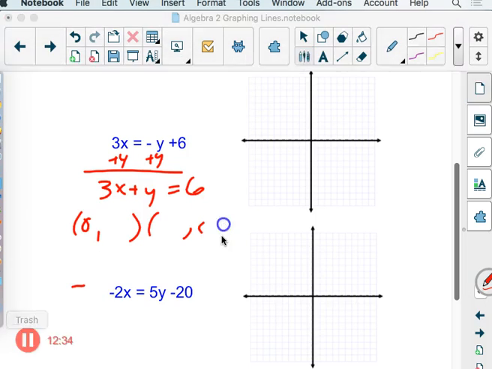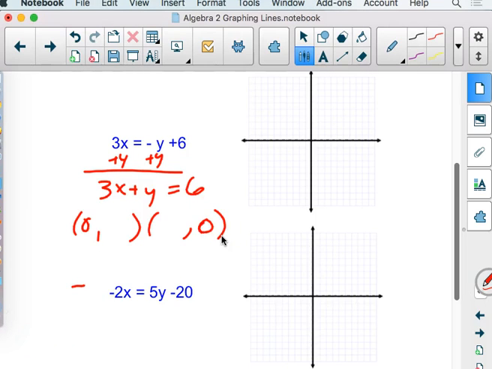And that's in standard form. And we've got some pretty easy numbers to deal with here. So if 3x is gone, something has to equal 6. Well, that's going to be 6. And if the y's are gone, well, 3 times something has to equal 6. What's that something? Maybe 2. 0, 6, and 2, 0. There it is.